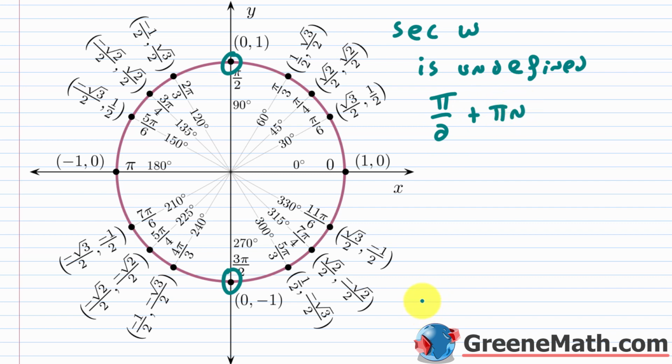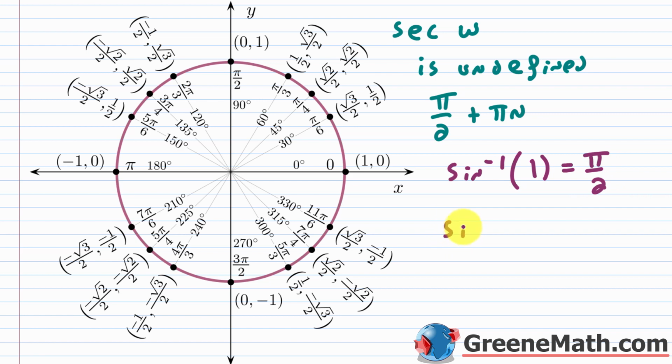Now, this would also include something like negative pi over 2. So in other words, if I started here and I rotated clockwise by pi over 2, this would be an angle of negative pi over 2. Let me get rid of this real quick. So remember, if you take the inverse sine of positive 1, you get pi over 2.